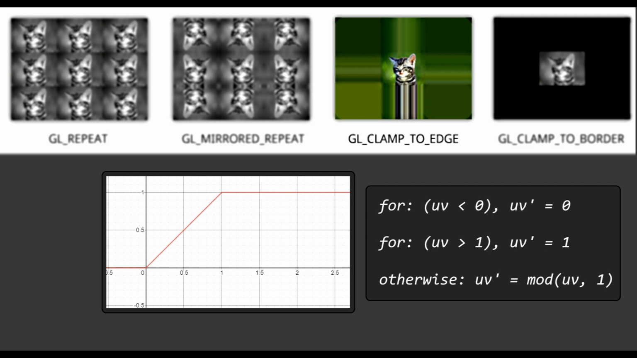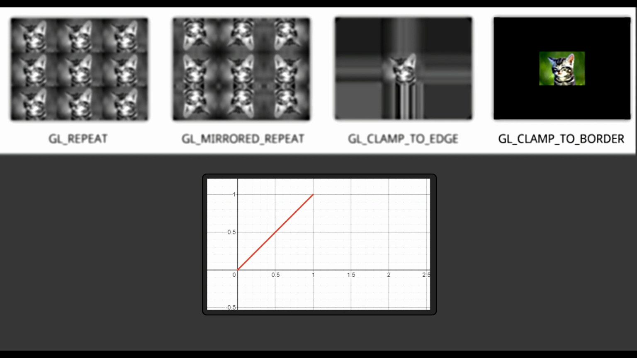The next type is called clamp to edge. This means that values from 0 to 1 will be sampled as usual. Then for UV values smaller than 0, we will get the color of the first pixel. Analogously, for values greater than 1, we'll get the color of the last pixel. And finally, clamp to border wrapping mode. Here the sampler will give us default border color for values outside of the range 0 to 1. Otherwise, we will get our texture color as usual.